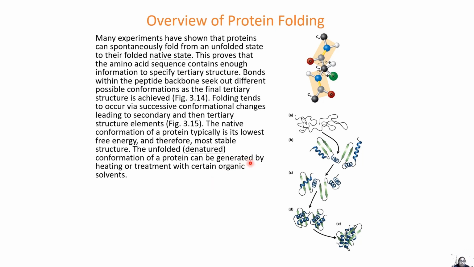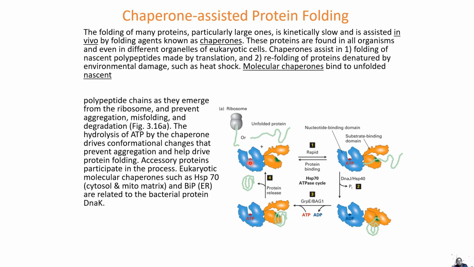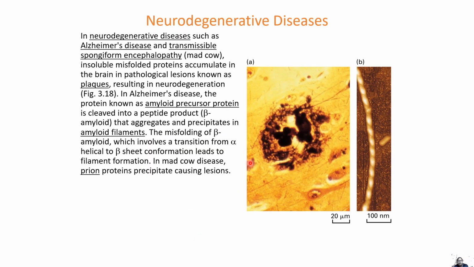Now, folding tends to occur by successive conformational changes leading to secondary and then tertiary structural elements. So the native conformation of a protein typically is its lowest free energy and therefore most stable structure. So the unfolded or denatured conformation of a protein can be generated by heating or treatment with certain organic solvents. Okay, let's now go into this.